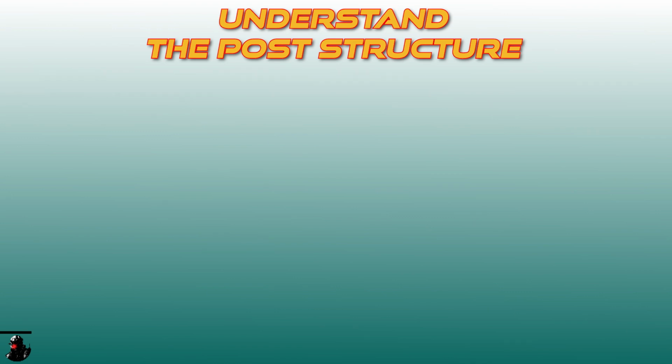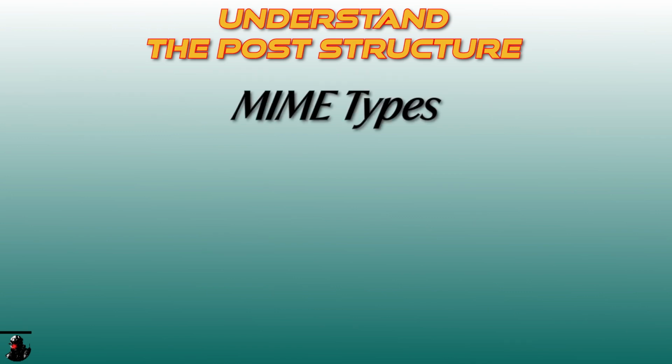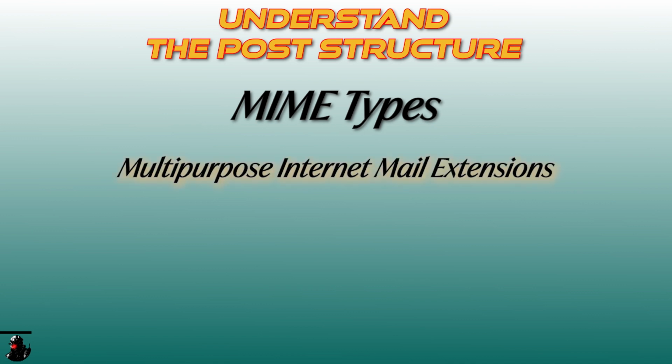Another critical aspect tied to headers is MIME types. MIME stands for Multipurpose Internet Mail Extensions, and it's a standard that indicates the nature and format of a document. This can include text, JSON, XML, or form data. The correct MIME type ensures that the server understands the format of the incoming data and how to process it correctly.